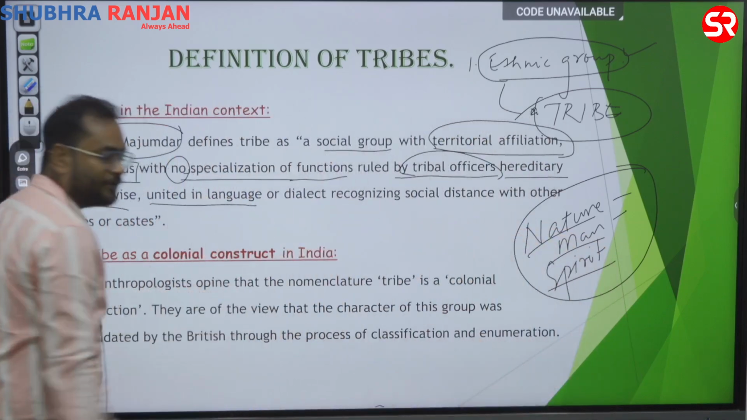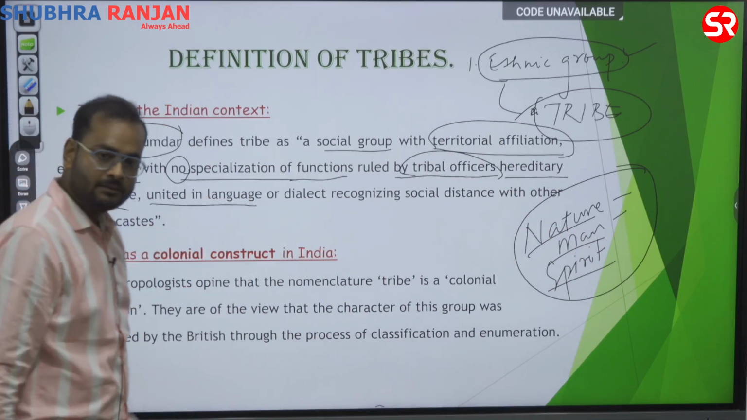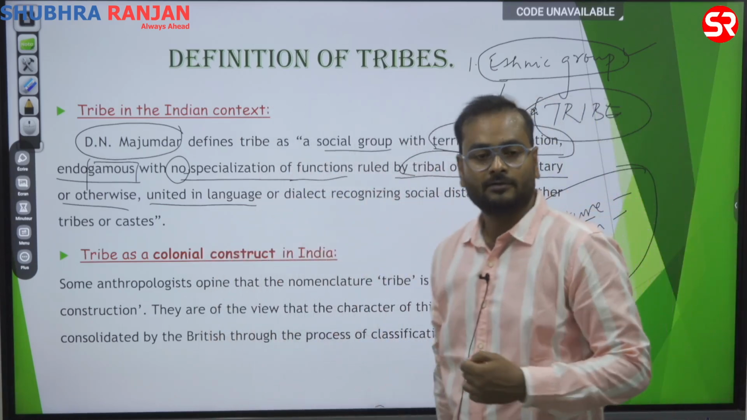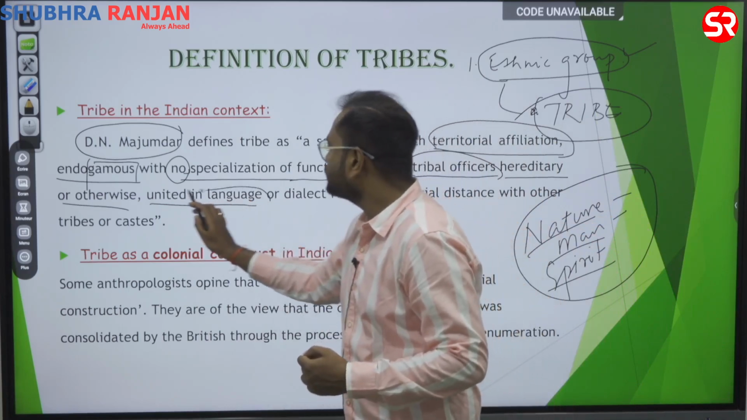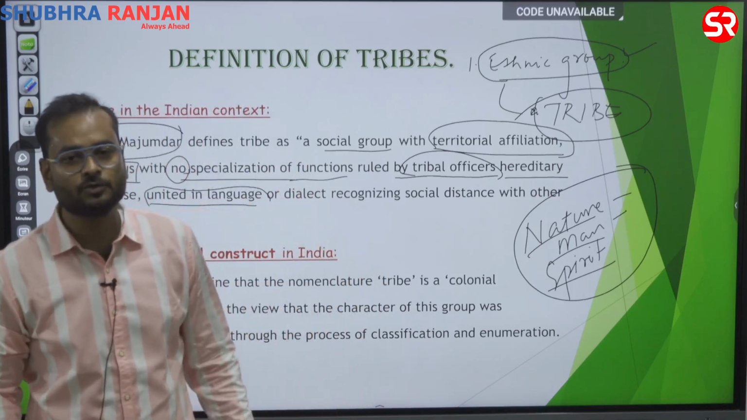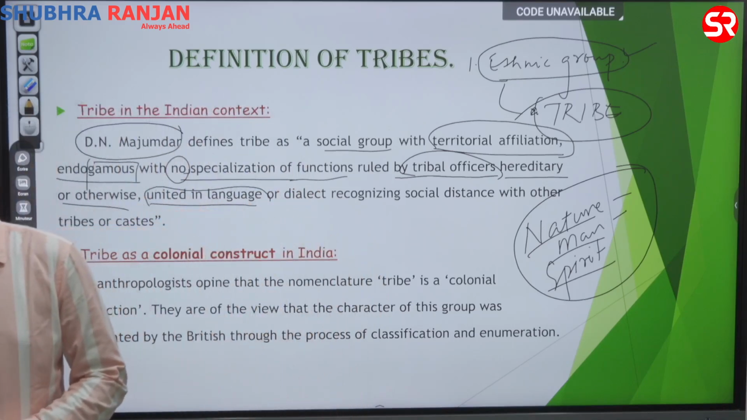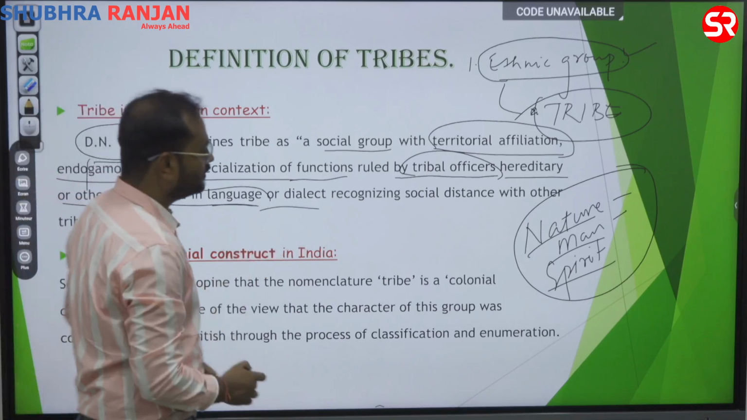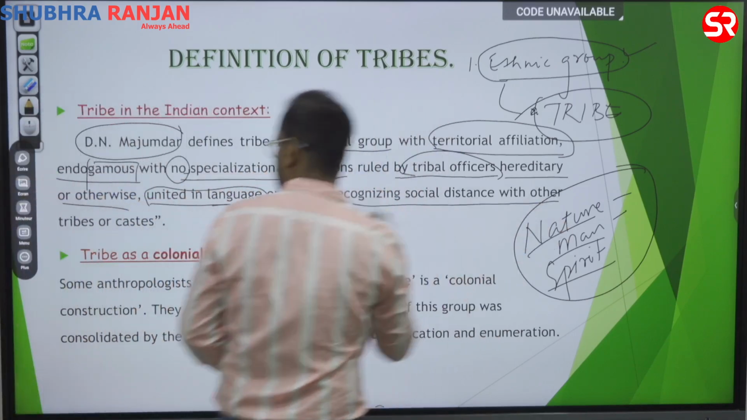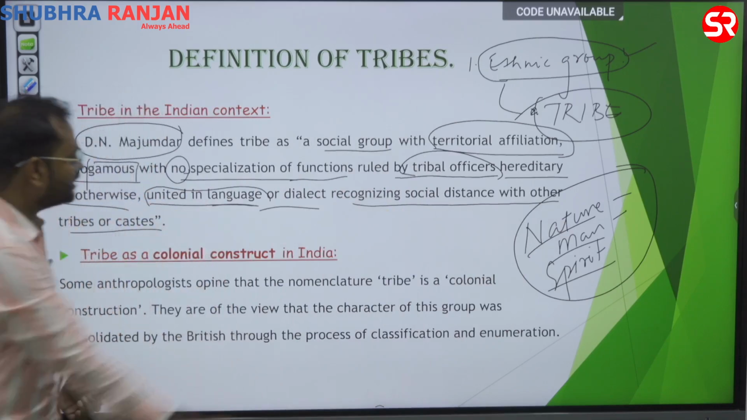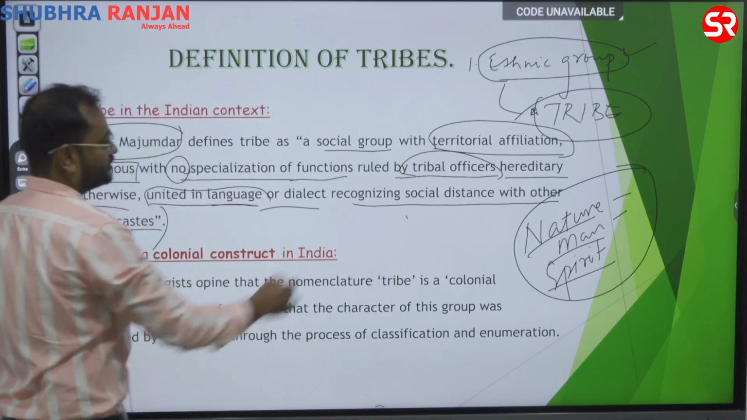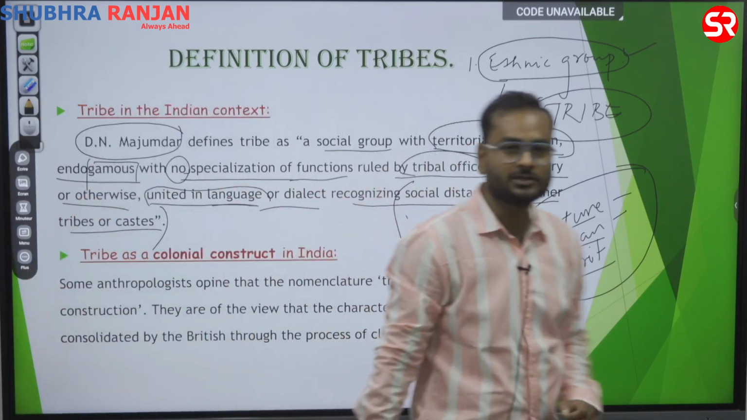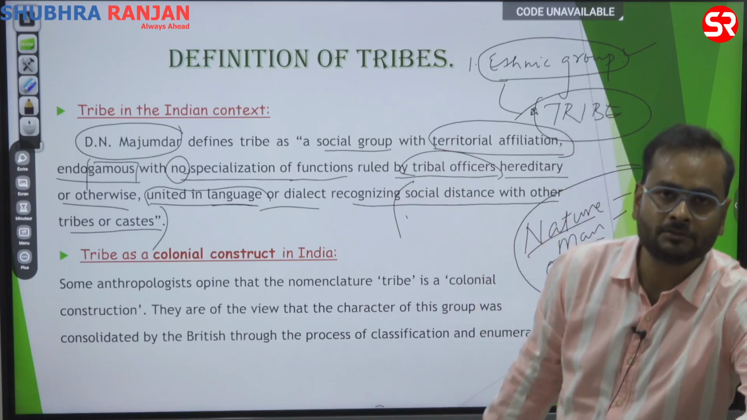And they will be united in language. This is very important to understand, that an ethnic group can be easily united in language, because when you speak the common language, you create a sense of unanimity. You can create a sense of unity, isn't it? So they have a common language or dialect, and they recognize social distance with other tribes or caste. This point is quite debatable in the modern context. Do they really recognize social distance with each other, even in the modern context?